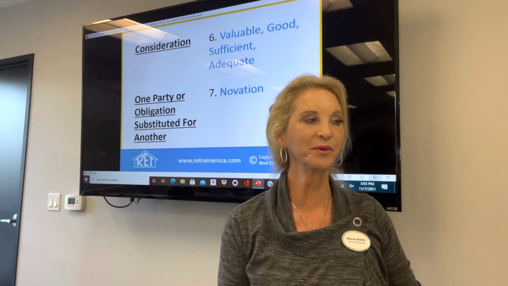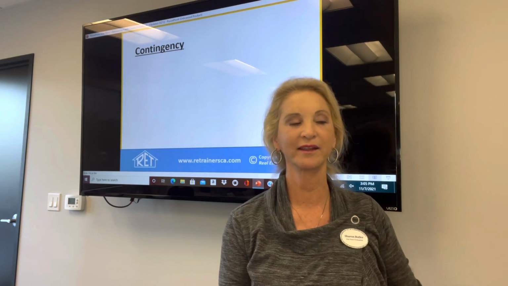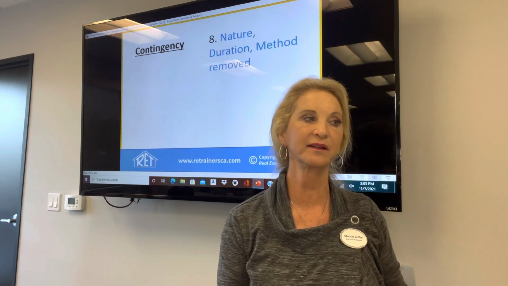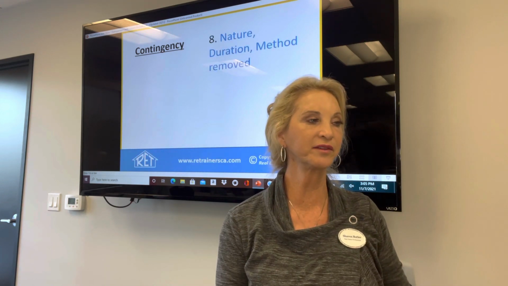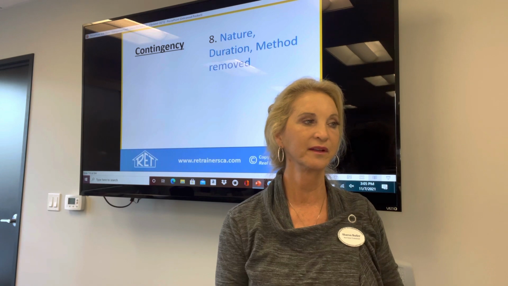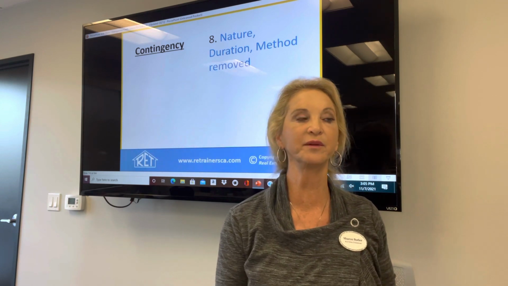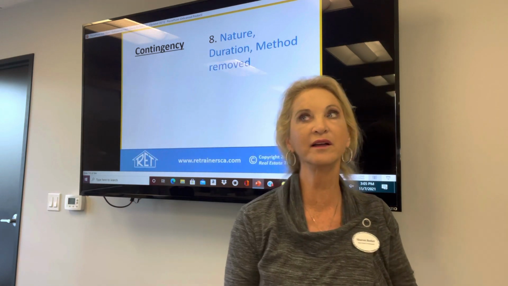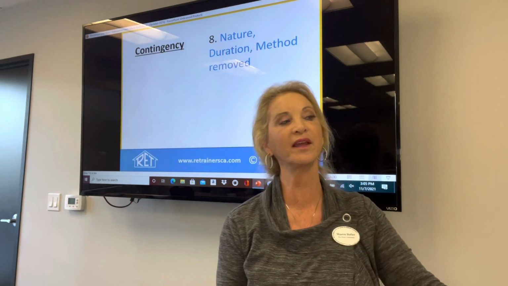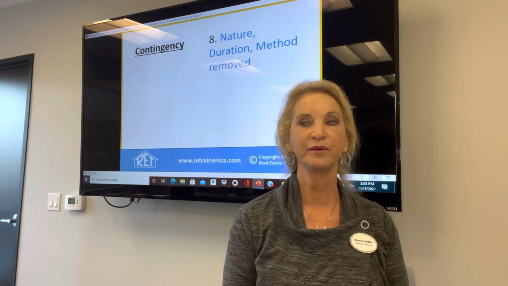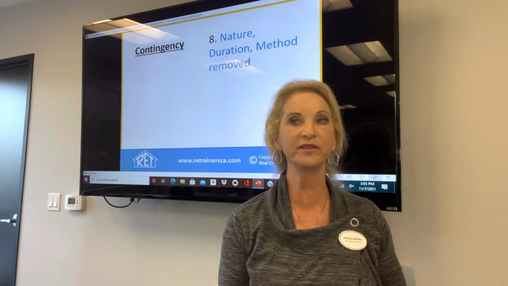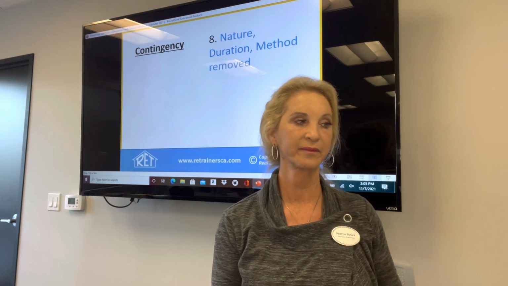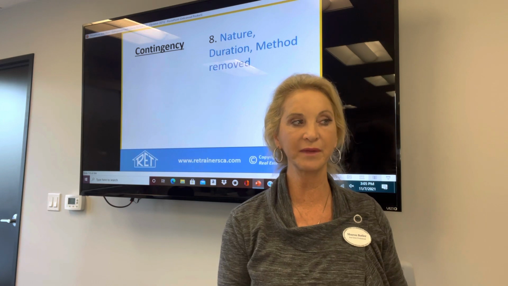You guys are going to see this word a lot, contingency. When you have a contingency in a contract, there have to be parameters around it: the nature, the duration, and the method of removal. Like with an appraisal contingency, the nature is that you're waiting for the appraisal to come in. The duration is probably 17 days. And how are you going to remove it? You're going to sign it off, because there's a contingency removal contract. Nature, duration, and method of removal.